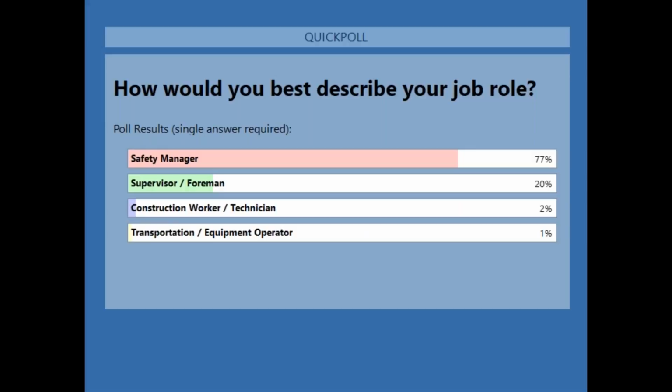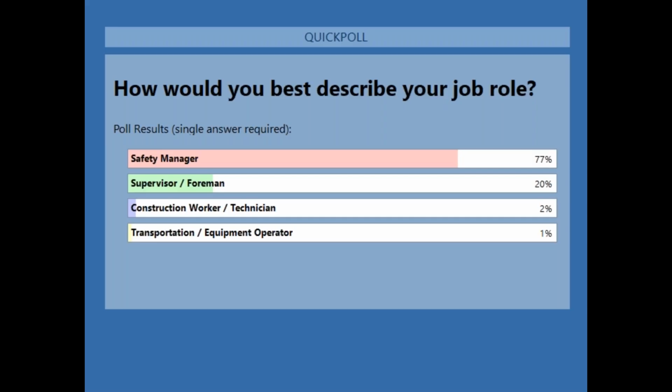All right, so you should be seeing our poll results from today's session. 77% of you, so definitely the vast majority of you, are safety managers here on the line. So definitely in the right place. We're all talking about best practices for training and some of the unique challenges for offering training. So I think we're all in the right place here.